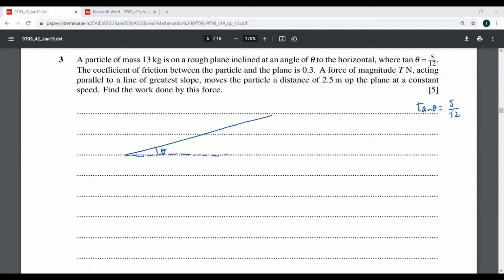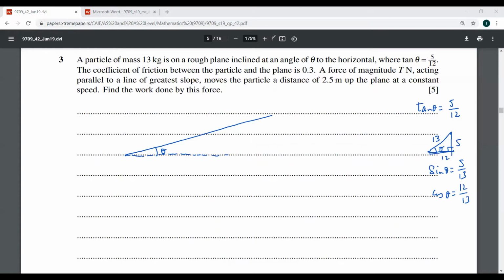Now, don't try to find the value of theta from here. You just draw a right angle triangle, like this. This is your 5, this is your 12, this is your theta. And through the Pythagoras, you have this hypotenuse that is 13. So from here, you have your sine theta, which is 5 by 13, and your cos theta is going to be 12 by 13, because you will be using the values of sine theta and cos theta. Okay. So we have this ready.